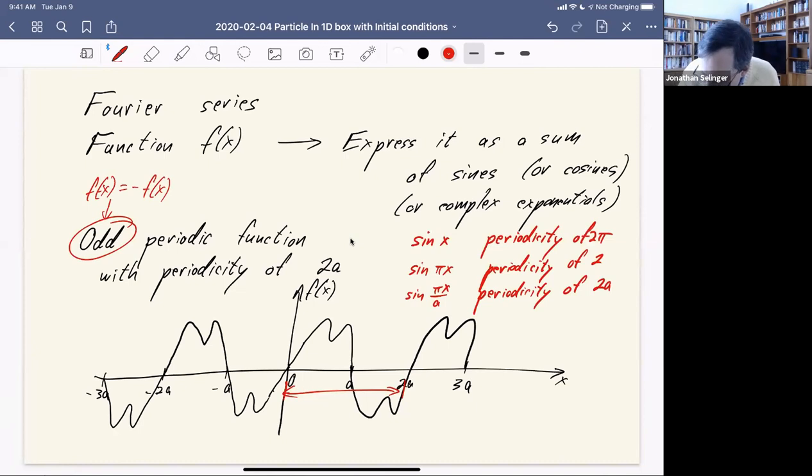So we could write this then as f of x equals the sum over n equals 1 to infinity of some coefficient. For now, I'll just call it b sub n. It's related to the c's, but not exactly. Okay, b sub n times sine of n pi x over a.